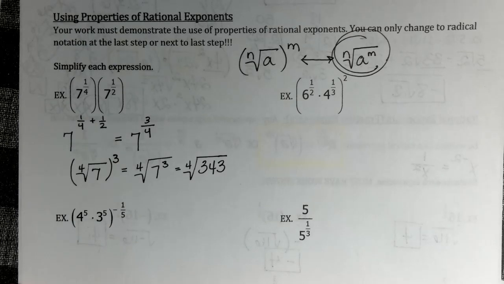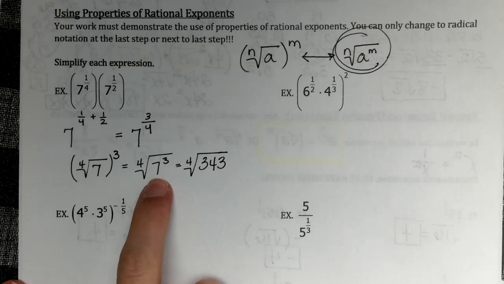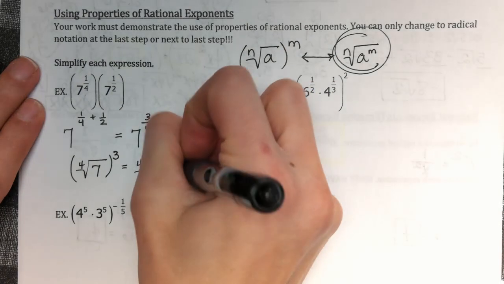Now, I'm not going to break 343 down and try to see if I can make groups of 4. Why? Because there's only 3 sevens. Right? So if I only have 3 sevens, 7 is prime, I can't do anything with that. So this is going to be it.